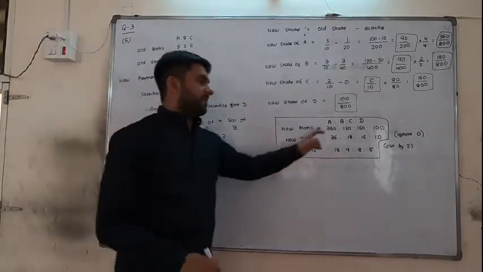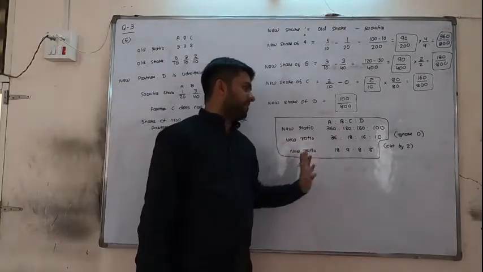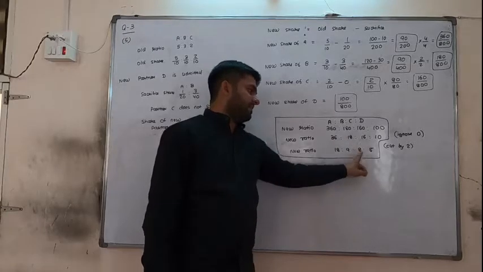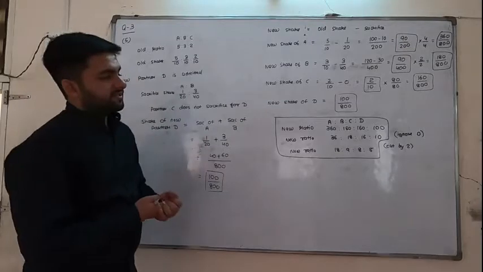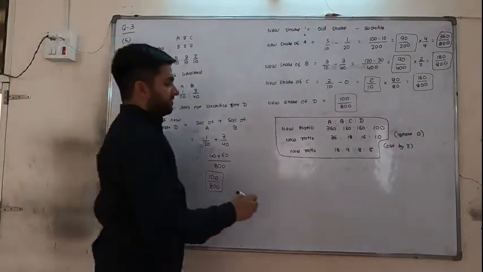Okay. Here we have ignored the 0, and here we have cut by 2. So 18, 9, 16 becomes 8, and 10 half is 5. So the new ratio is 18 is to 9 is to 8 is to 5.